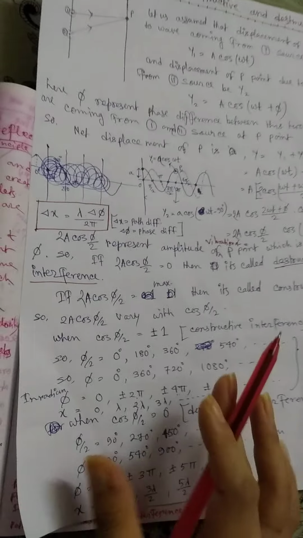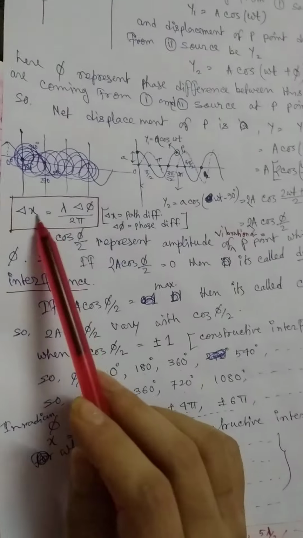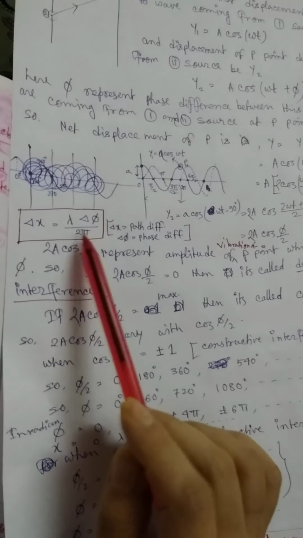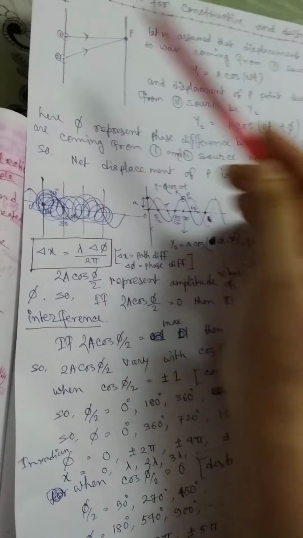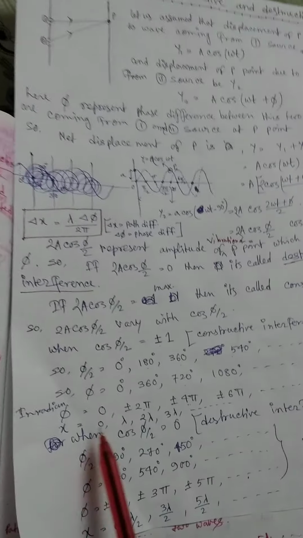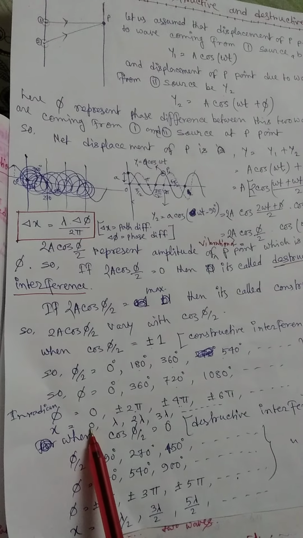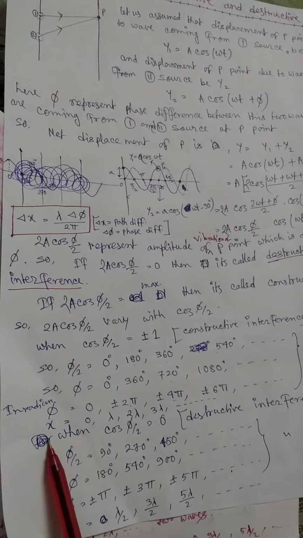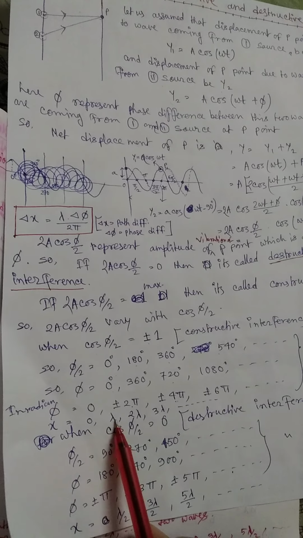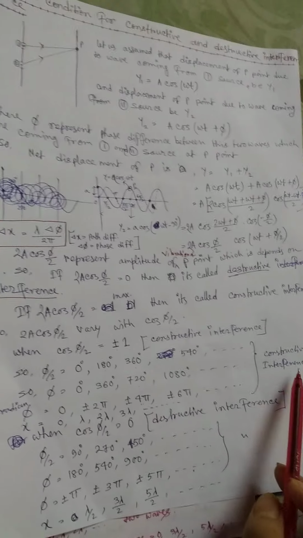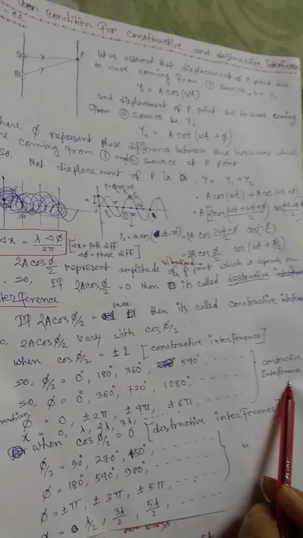And what about path difference? Just look at here. This is the relation between phase difference and path difference. We already studied that in class 11. So the path difference equals lambda by 2 pi into phase difference. When phase difference is 0, the path difference is 0. When phase difference is 2 pi, the path difference is lambda. So if x equals 0, lambda, 2 lambda, 3 lambda, and so on, for all these path differences we can say that the interference is constructive.